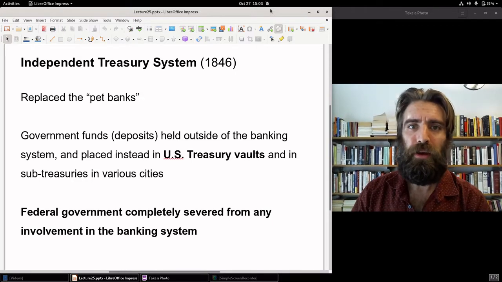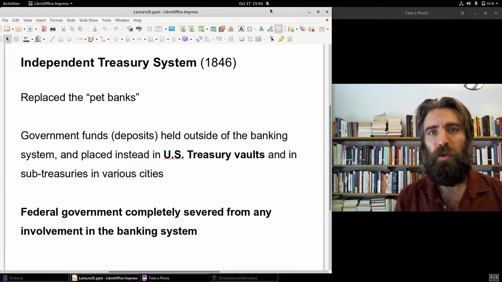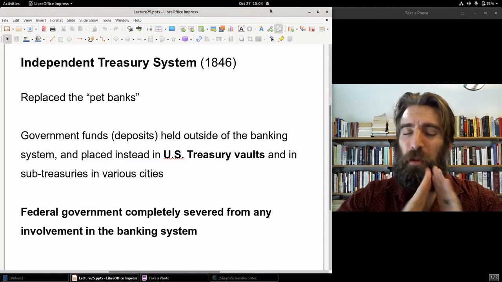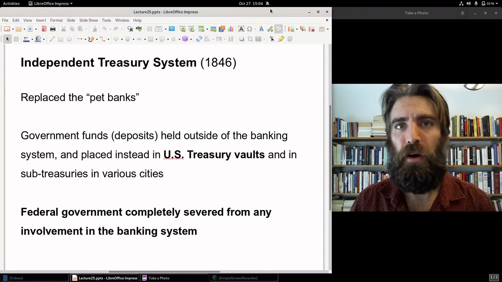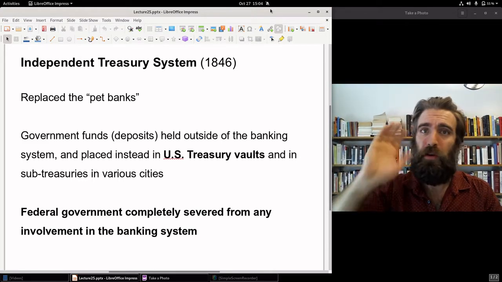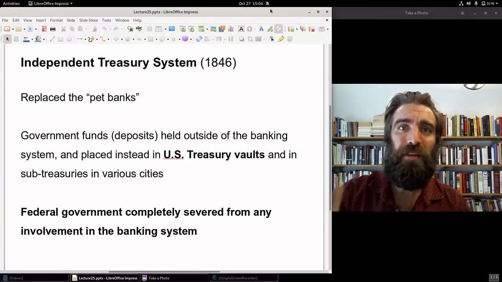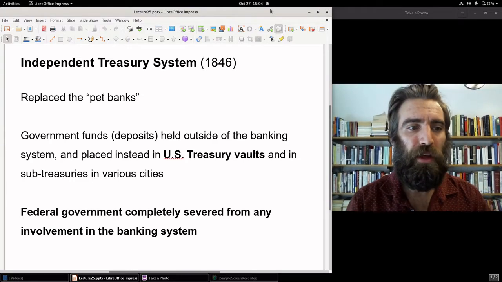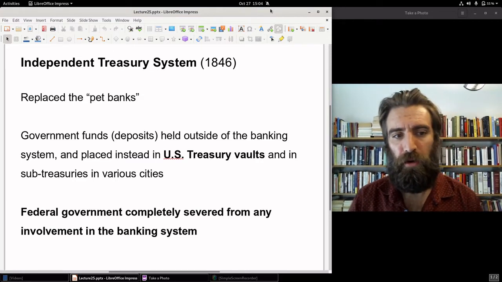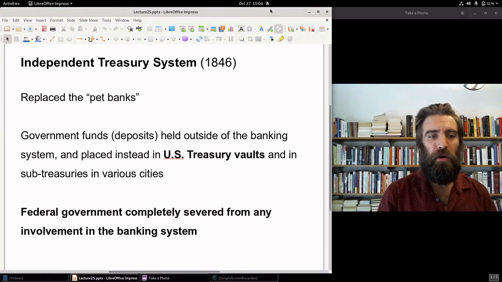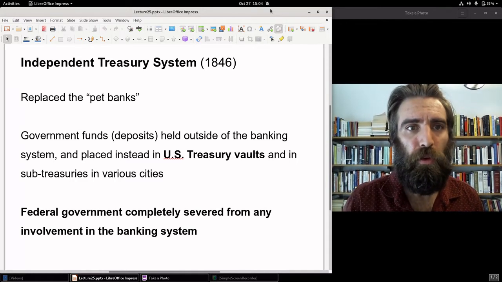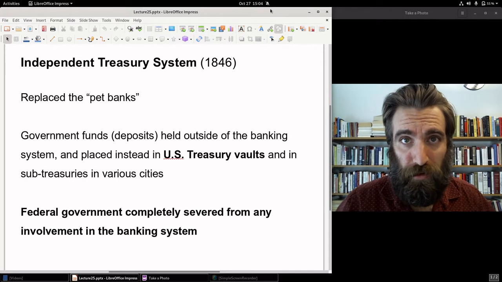From 1846 until the Civil War, this is the only period in U.S. history where the federal government was just completely severed from any involvement whatsoever in the banking system. There's no federal bank, there's no federal charters for any banks, and the U.S. Treasury doesn't even deposit its funds in a bank. Nor are there any federal regulations of the banks. There's no involvement whatsoever between the federal government and the banking system for this 15-year period preceding the Civil War. Well, that begs the question.